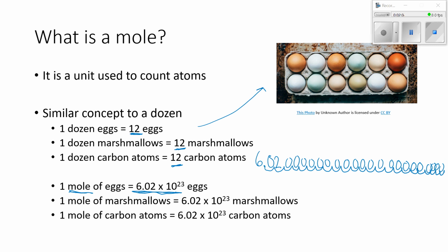Okay. So again, a mole of marshmallows is that many marshmallows. A mole of carbon atoms would be 6.02 times 10 to the 23rd carbon atoms. If you are wondering, do I need to memorize this number? Well, you might end up just knowing it because you run into it several times, but this is an example of something that is on your equation sheet. So if you ever needed this number, you could refer to it there. So don't worry about memorizing it.